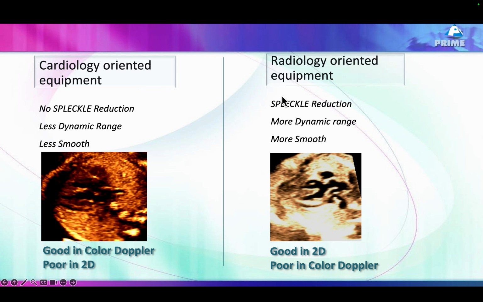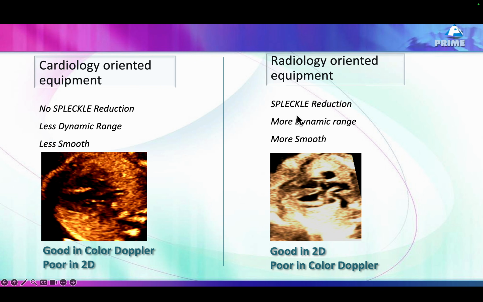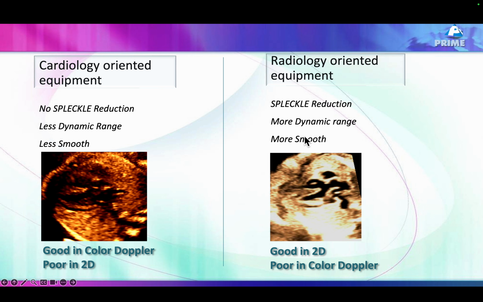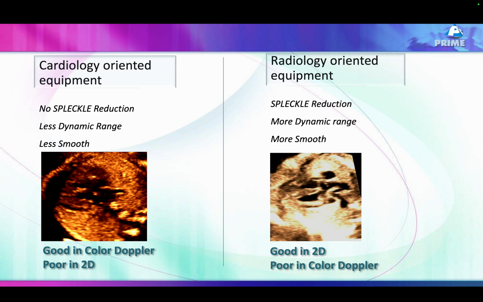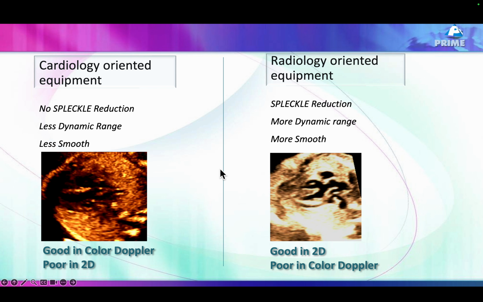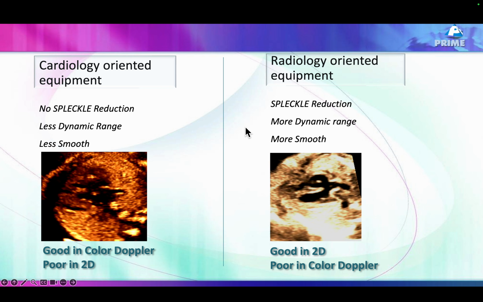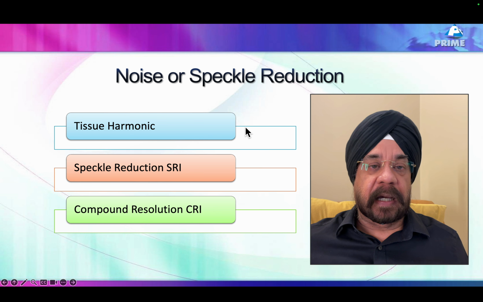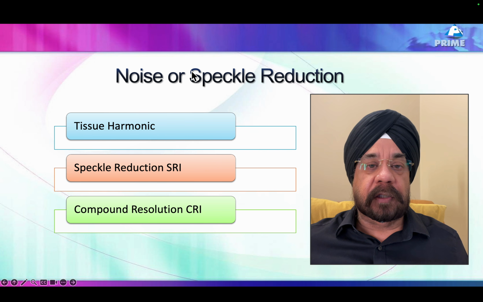In a radiology based equipment, there are ways of reducing speckle, which I'm going to tell you in the subsequent slide. The dynamic range is more so that you can see more shades of gray and it gives you a smoother image by certain techniques they use. But they are not good in color Doppler because frame rate is affected by all those speckle reducing techniques. So we have to strike a balance between the two, and I am going to tell you what the speckle reduction techniques are. Tissue harmonic also reduces speckle, but we use that in cardiology machines as well. And then there are speckle reduction techniques which I am going to share with you.